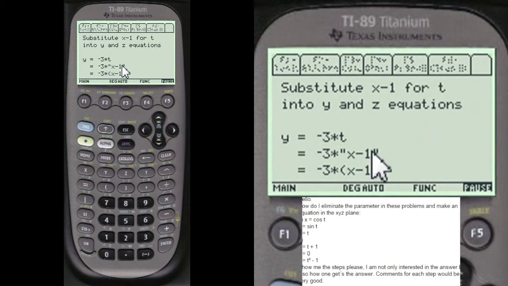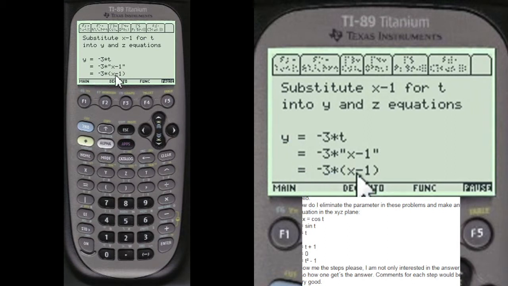Here's quotation marks. You put parentheses around it, okay? I can't do that with programming with parentheses. I wish I could, but the calculator won't let me. So, when you see these quotation marks where you're substituting stuff in for the variables, put parentheses for that, okay? So here's the answer, minus 3 times (x minus 1) for the y. Okay, write that in here. So you've eliminated the parameter for y.